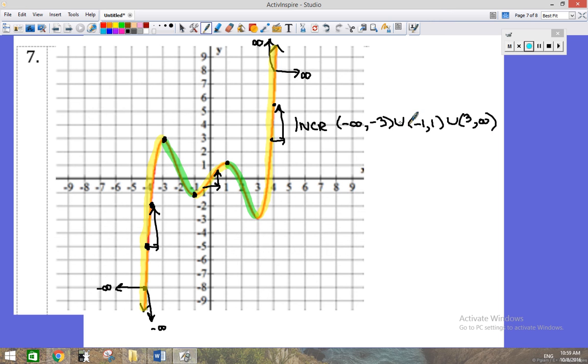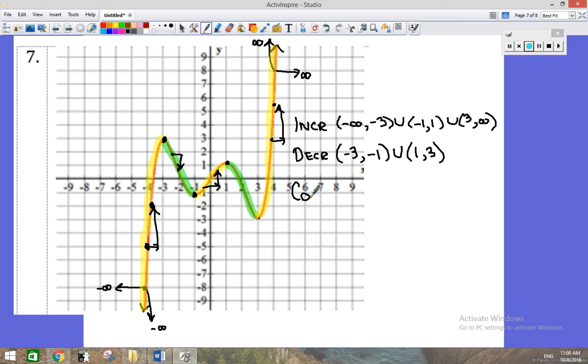So notice that we did need 2 union symbols here because we had a total of 3 intervals over which the function was increasing. Where is the function decreasing? We've highlighted that in green. We want the x-coordinates of the endpoints, if there is an endpoint. Here, the x-coordinate is negative 3. As x increases, to stay on the graph, y will have to decrease. That's true from negative 3 to x equals negative 1. And union is also true from x is 1 to x is 3.